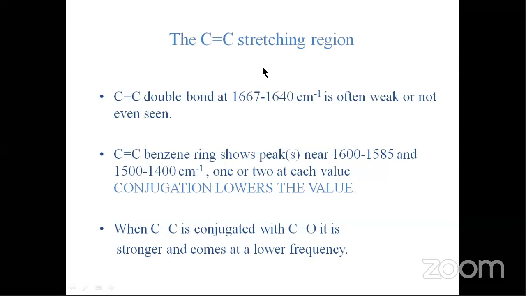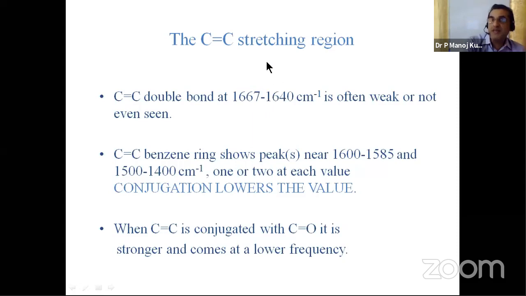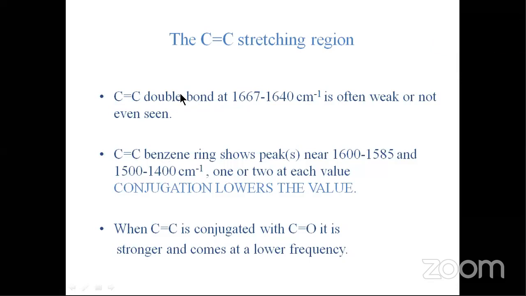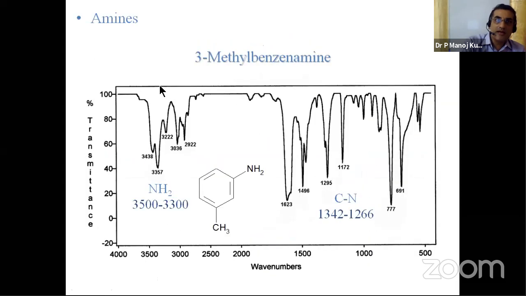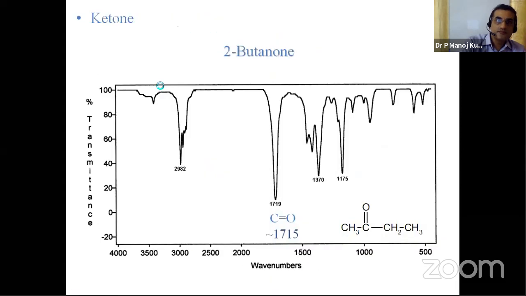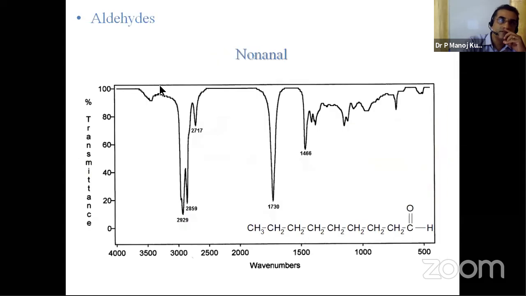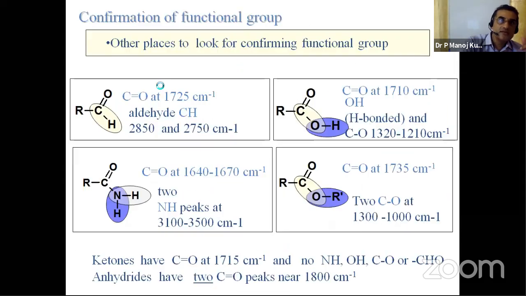Okay. 1640 to 1667. You will get a peak at this particular place due to the C double bond C. If you have a benzene ring, you will get 2 peaks: one between 1585 to 1600 and another between 1400 to 1500. So what is the difference between an alkene and an aromatic ring? In case of an alkene, remember the base values we learned before. Can we just go back once to the base values? Just a few seconds.